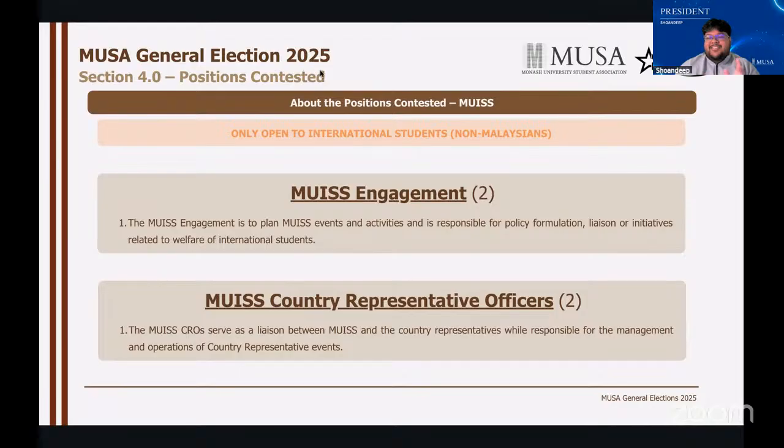And last but not least is the country representatives officer. As mentioned earlier, there are a bunch of country representatives within MOIS who are in charge of communicating, as well as reaching out and engaging with their respective communities. So you have many different countries, you have China, Sri Lanka, many others, and their job is to serve as a liaison between MOIS and the country representatives to ensure proper management and operations of their events and initiatives as well. So that's a wrap up for MOIS.